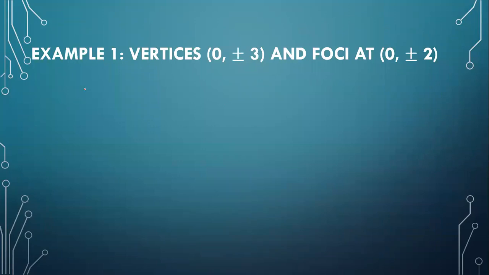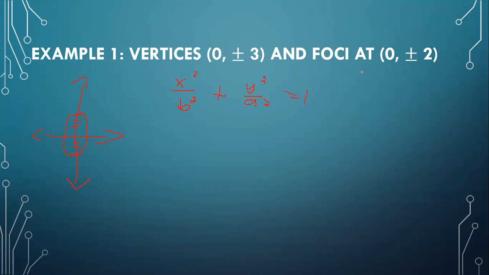Example number 1: vertices at 0, positive and negative 3, and our foci at 0, positive and negative 2. 0 is our x, meaning we have our y, which is positive and negative 3. So our ellipse is vertical. So A is found under the y axis, plus y squared over A squared equals 1.